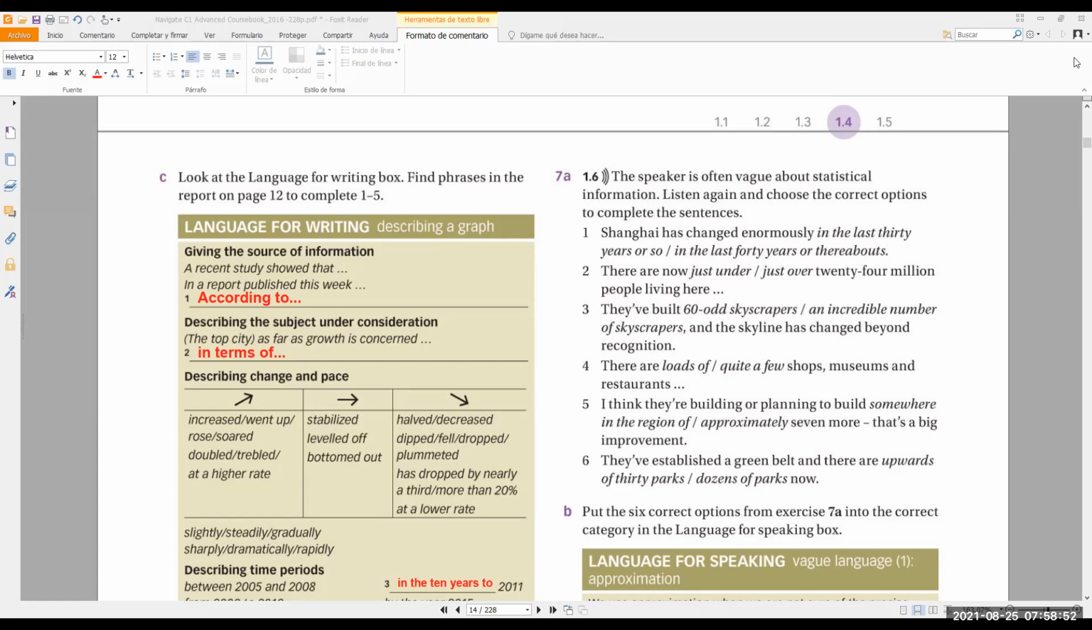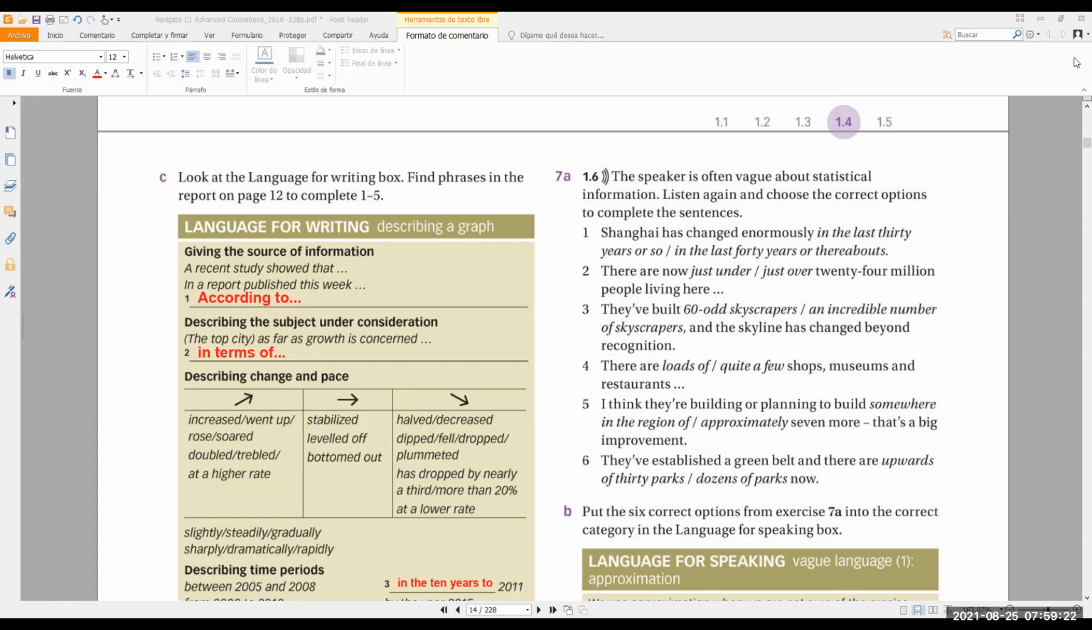I absolutely love what's happened in the waterfront area. That's all really changed. They always seem to be building a new expressway or widening an existing one. The metro's great. It's now got something like 12 lines? And I think they're building or planning to build somewhere in the region of 7 more. That's a big improvement.